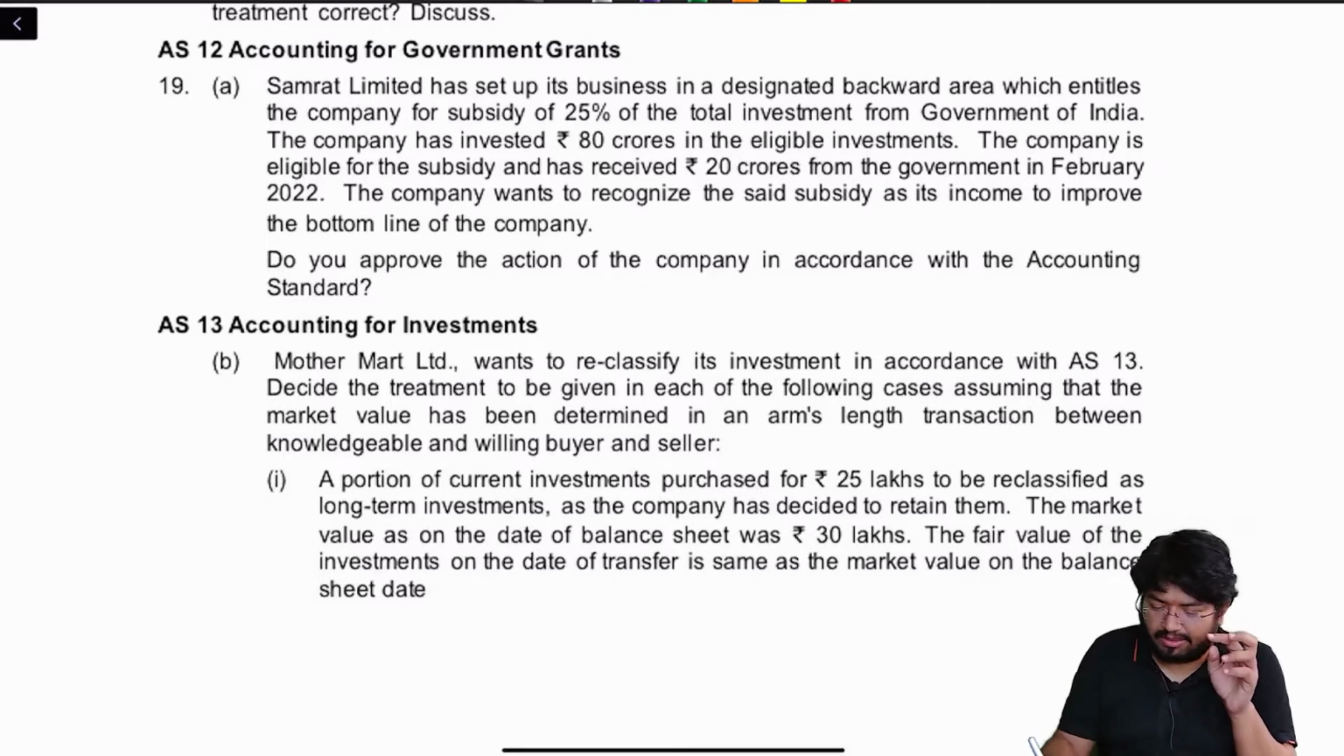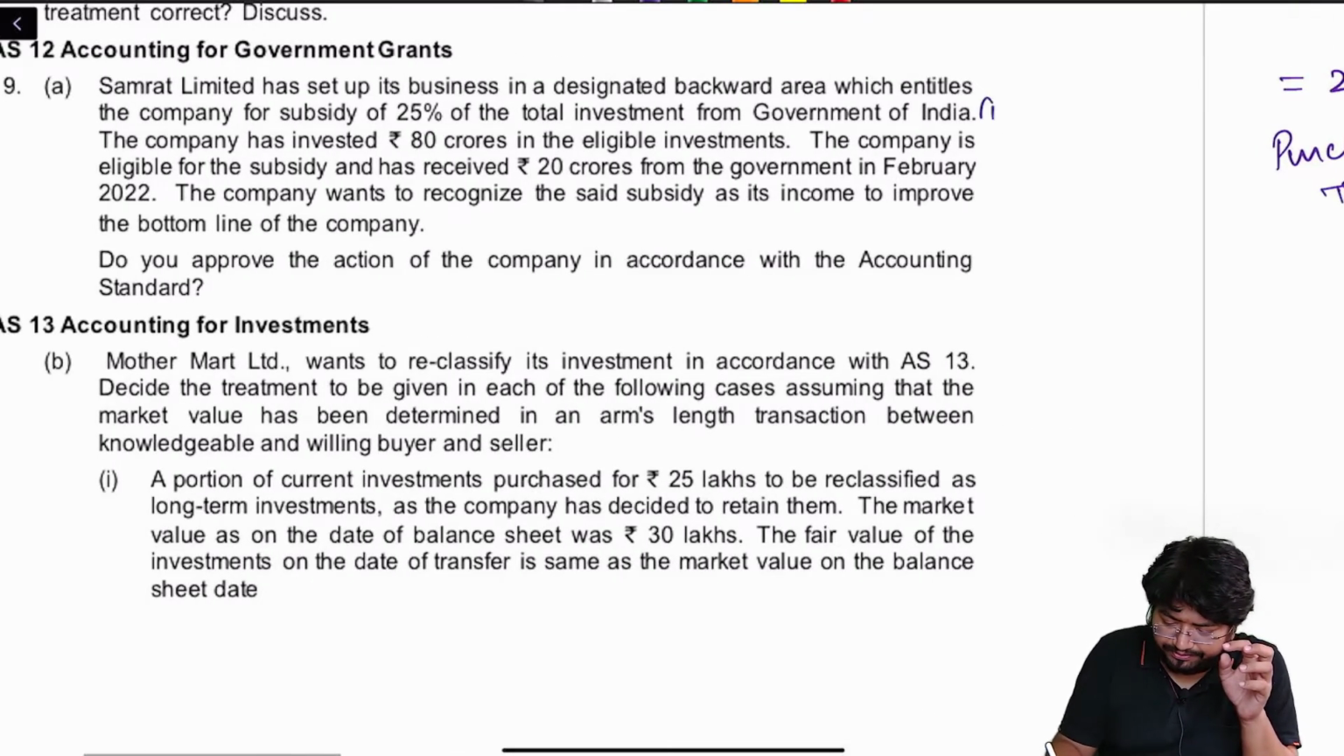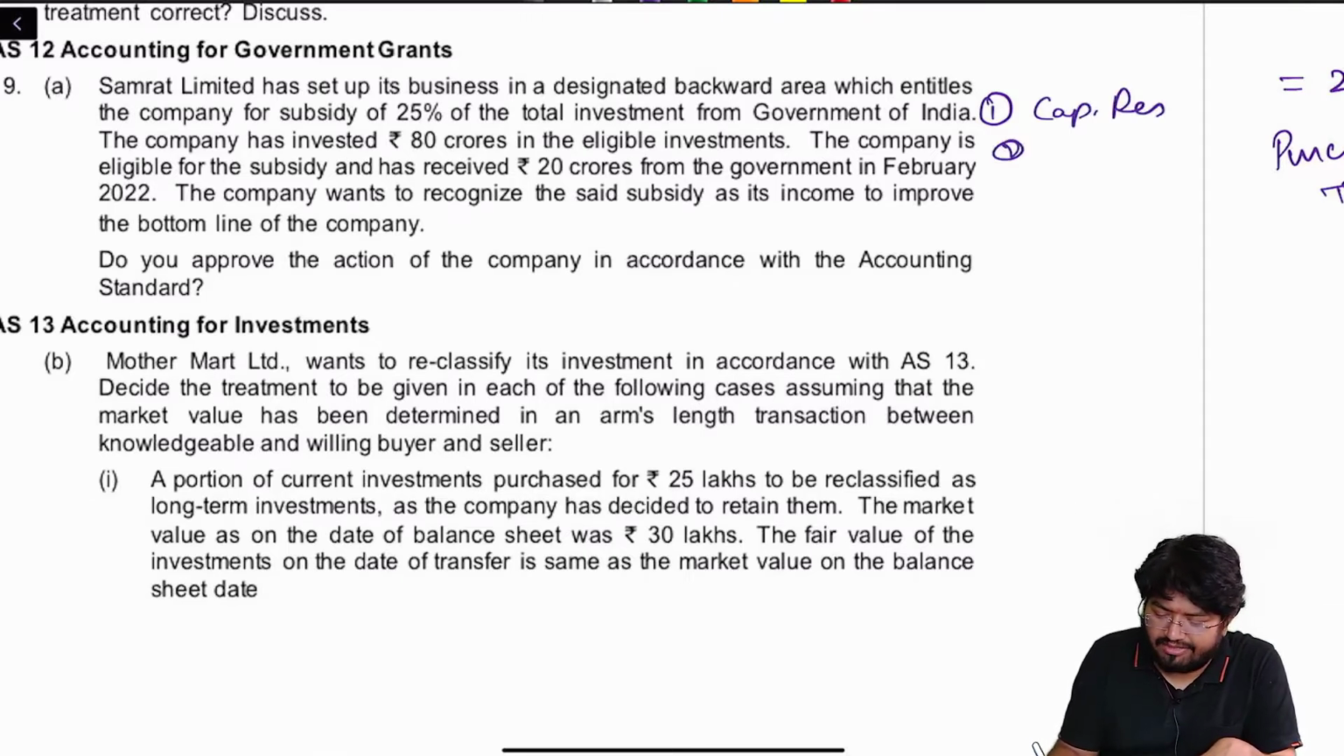Two points. Number 1, which you are supposed to mention is, it is supposed to be shown as capital reserve. Number 2, it cannot be recognized in P&L. Number 3 is no recognition as deferred revenue also.